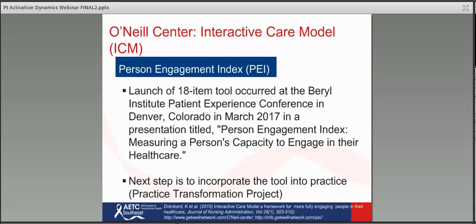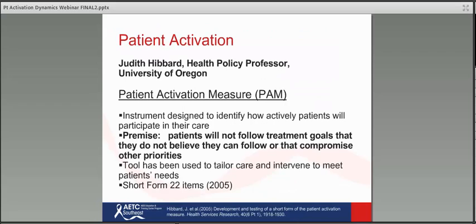A way of measuring where the patient is starting in terms of what is important to them in meeting their health care needs. So with that being said, these are pretty exciting tools that are being used and that we have access to.